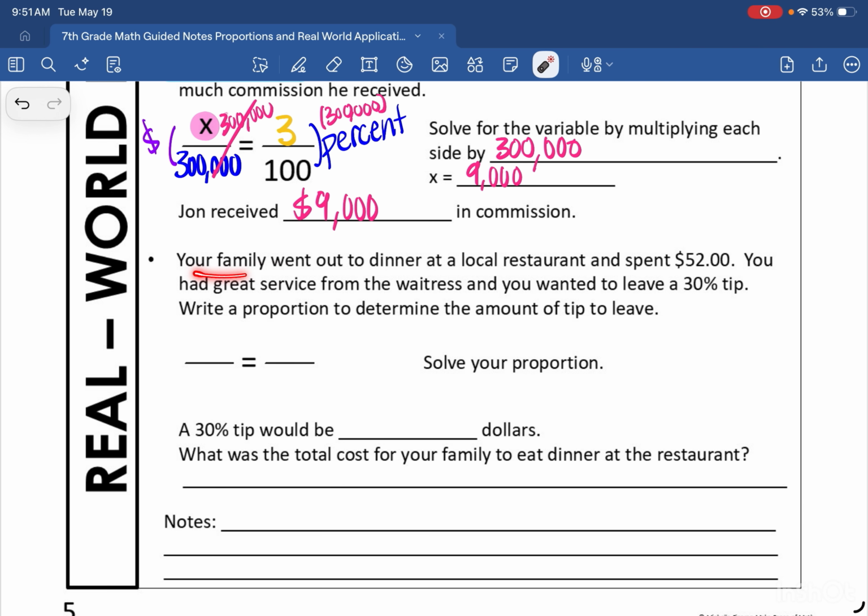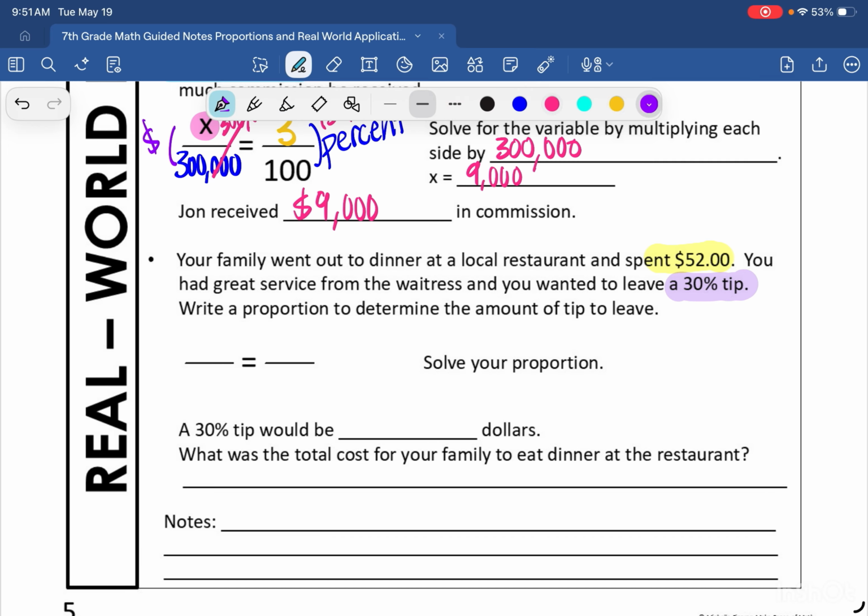It says your family went out to dinner at a local restaurant and spent $52. Again, important information. Let's mark that. You had great service from the waitress, and you wanted to leave a 30% tip. Important information. Let's mark that. Write a proportion to determine the amount of tip to leave. Okay, so let's write my percent here on the side like I've done before. So my percent is 30%, so part to whole, 30 over 100. And I spent $52. That's my whole here on the left.